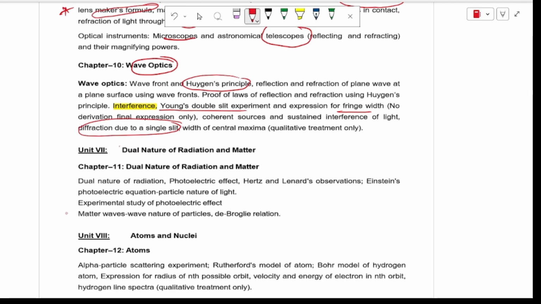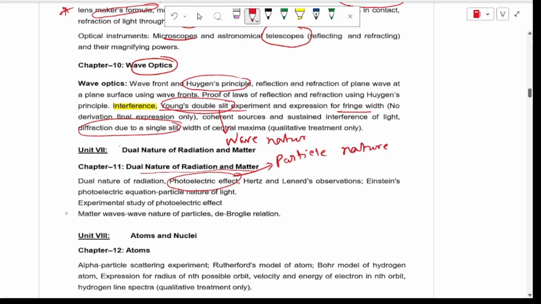Then chapter number 11, dual nature of radiation. Dual nature of radiation means radiation and matter. We'll study the photoelectric effect, which is the particle nature of light, and Young's double slit experiment, which is the wave nature.